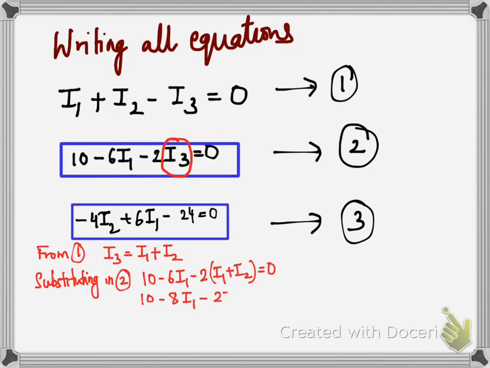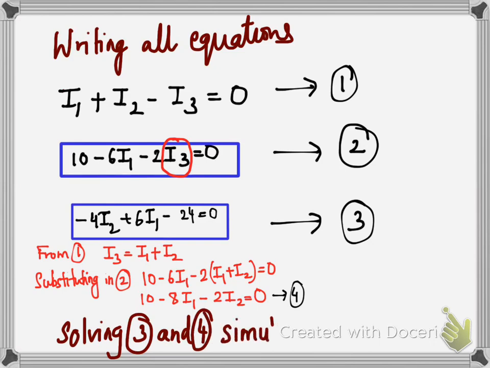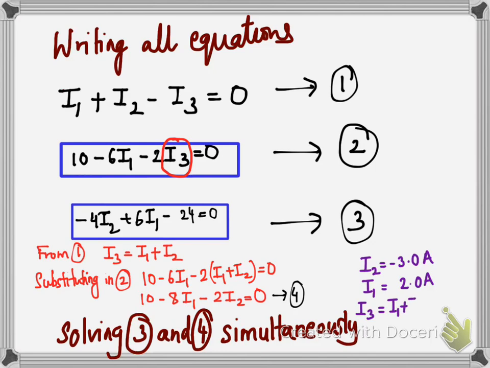We can open the bracket and simplify. Then we are going to solve equation 3 and 4. You can check equation 3 and 4 can be solved simultaneously for I1 and I2. Get the value of I2 and I1. Once you get the value of I2 and I1, I3 is I1 plus I2. So you can substitute the values, you get the answer.